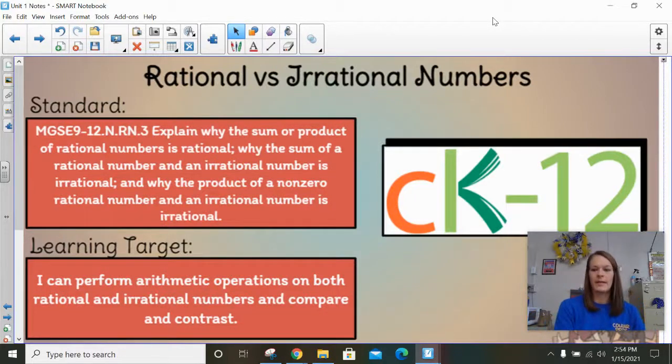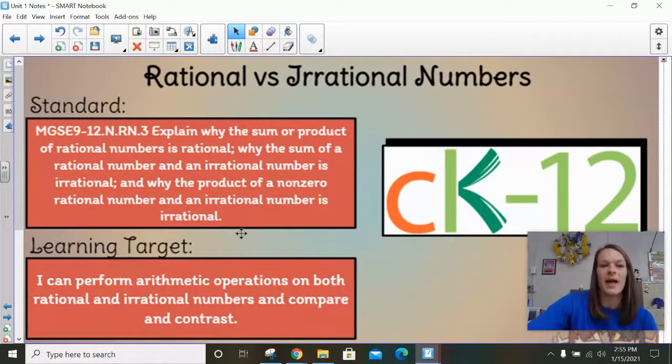So the last lesson for our unit is about rational and irrational numbers. You've been learning about rational and irrational numbers, so we're just taking an extension to it. Your standard here is to explain why the sum or the product of rational numbers is rational, why the sum of a rational number and an irrational number is irrational, and why the product of a non-zero rational number and an irrational number is irrational.